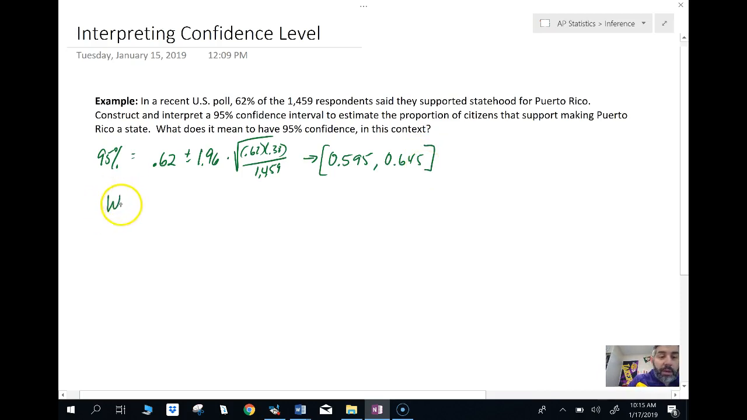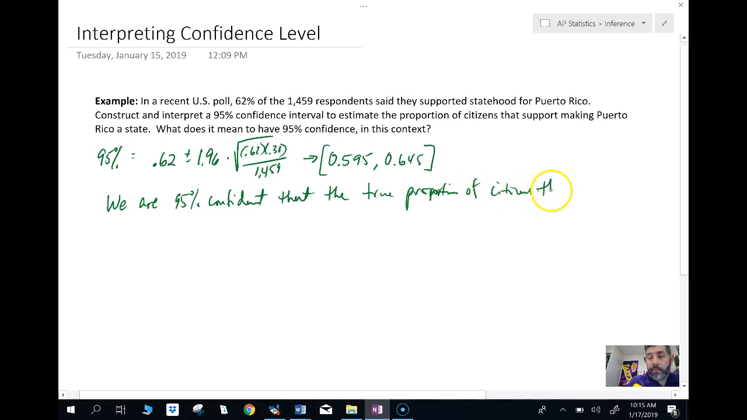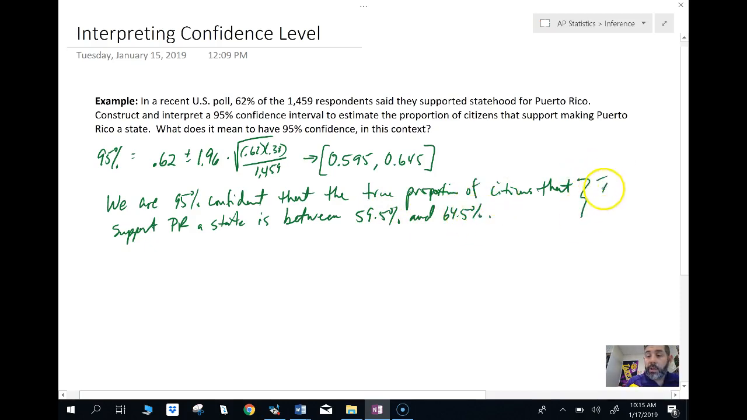So we are 95% confident that the true proportion of citizens that support making Puerto Rico a state is between 59.5% and 64.5%, right? So this is the interpretation of the interval.